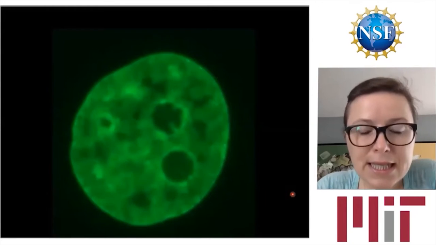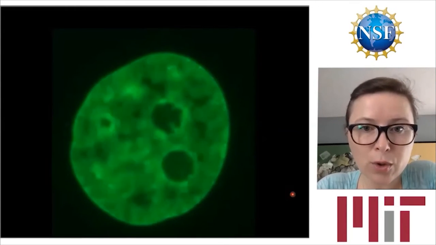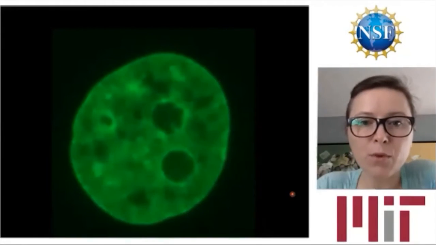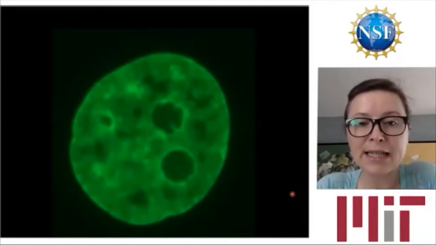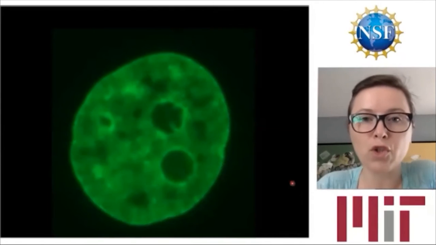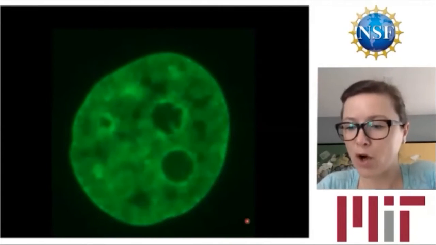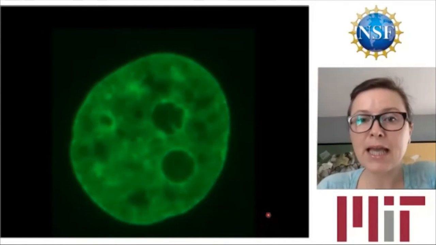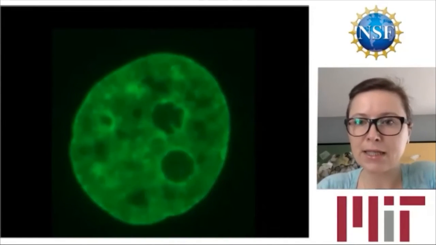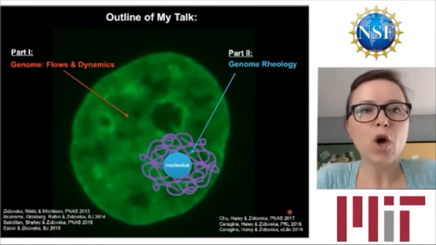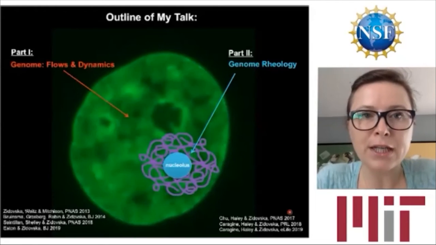this, a living human cell nucleus, where what you see in green is fluorescently labeled chromatin. You see it here moving in real time, so it's highly lively and exhibits strong motions, a lot of jiggling going on. So what my lab focuses on is to understand and explain the physics underlying these motions. In my talk today, I would like to tell you what we have learned about the flows and dynamics of the human genome. That would be my part one.